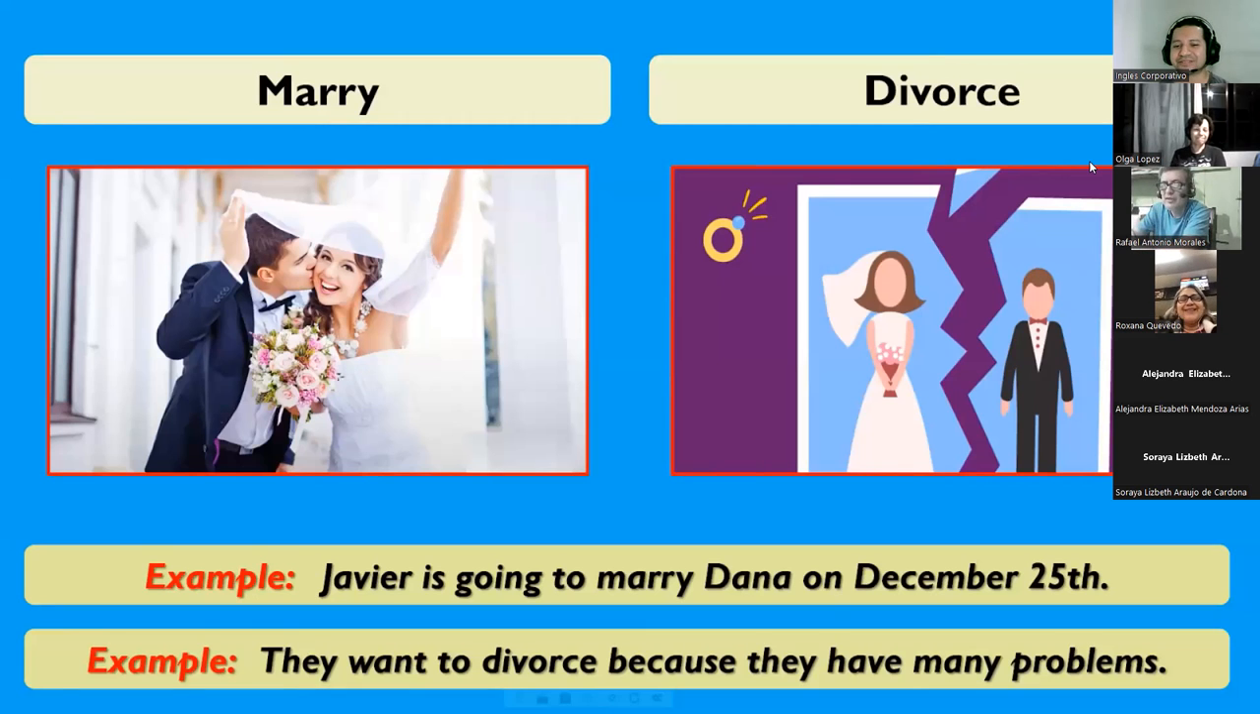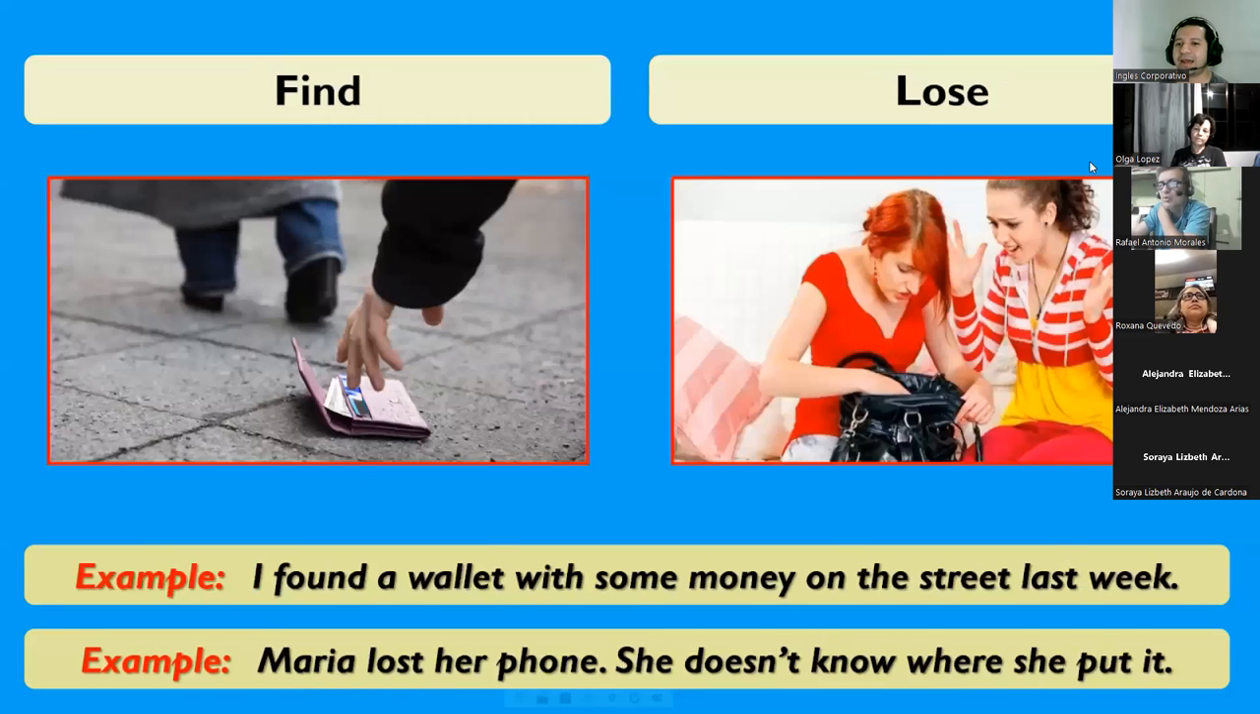Marry and divorce. Teacher. Yes? One question. What is the difference between loss and lose? Lost is, for example, aquí está en presente y aquí está en pasado, ¿verdad? Lose es en presente. Y lost es el pasado de lose. Entonces aquí está María, perdió. Okay. Past, right? Okay, so lose is the present. Very good, very good question.